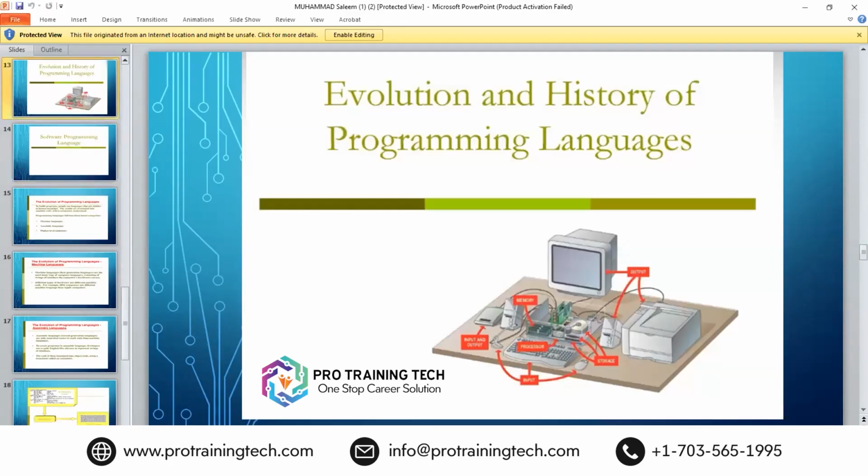Discussion about programming. What is programming? Why do we need programming for the computer? What is the little bit of history of these programming languages? So let's do a little bit of discussion on these things. Then we will jump on to our Java side and all that.